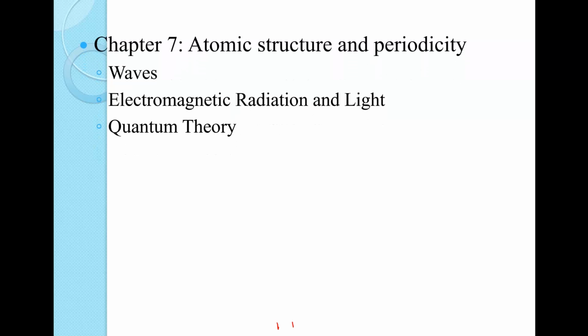Okay, so in this chapter, we're going to step away a little bit from stoichiometry. We're going to start talking about how the atom is arranged, particularly with regards to electrons and how it leads to periodicity. But before we talk about electrons, we really do have to talk about how waves work.